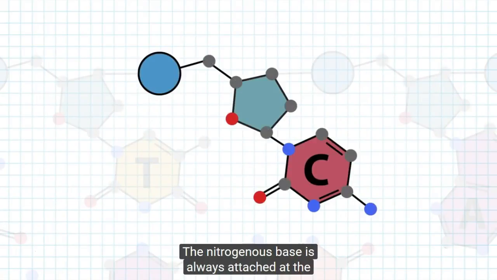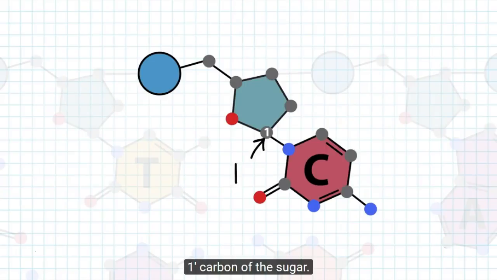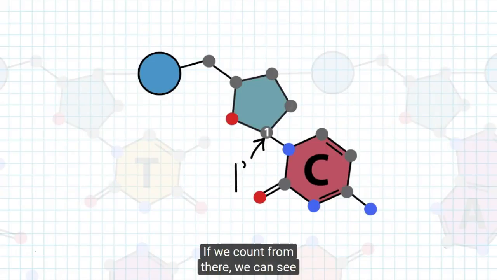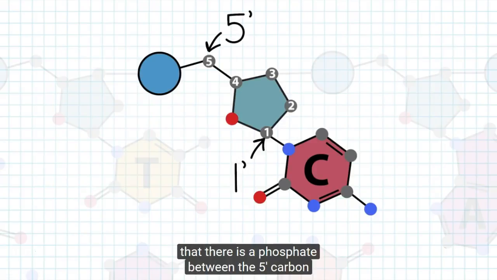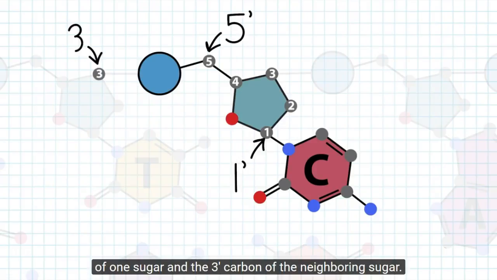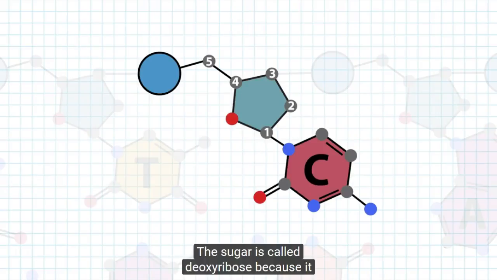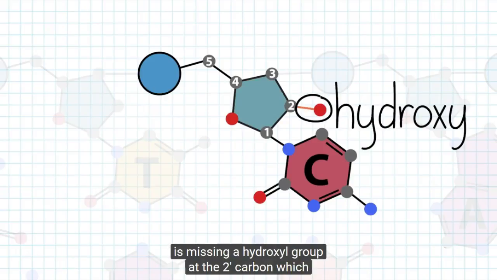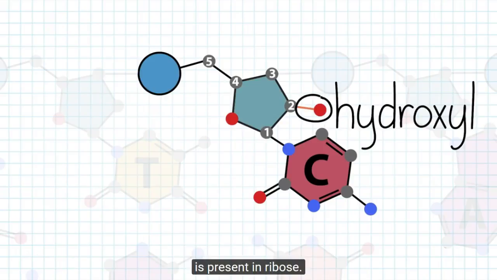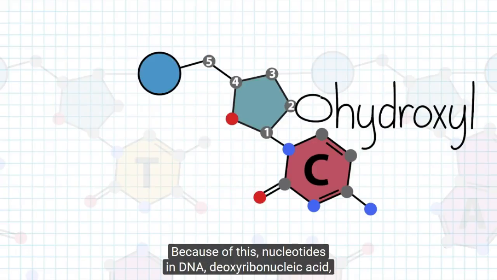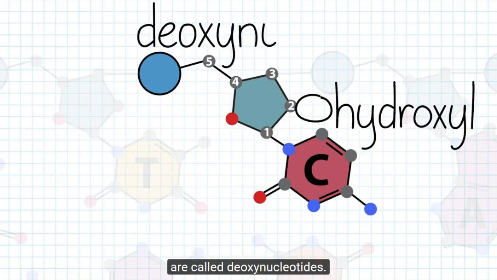The nitrogenous base is always attached at the 1' carbon of the sugar. If we count from there, we can see that there is a phosphate between the 5' carbon of one sugar and the 3' carbon of the neighboring sugar. The sugar is called deoxyribose because it is missing a hydroxyl group at the 2' carbon, which is present in ribose. Because of this, nucleotides in DNA, deoxyribonucleic acid, are called deoxynucleotides.